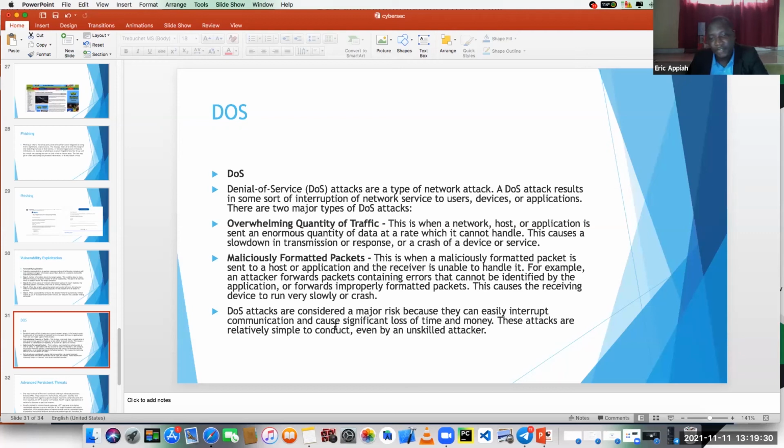These attacks are relatively simple to conduct, even by an unskilled attacker.